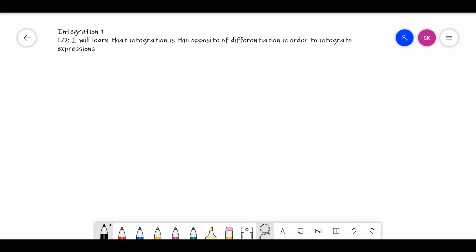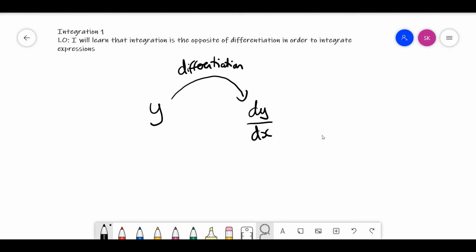So the textbook will tell you that integration involves all kinds of different rules, all kinds of long things that you have to remember in order to integrate properly. But fortunately, I've got some good news for you. I'm here to tell you that if you know that to go from y to dy by dx involves differentiation, which hopefully you all do because you did last week's work and you're clear about how to differentiate, then integration is what takes you from dy by dx back to y.